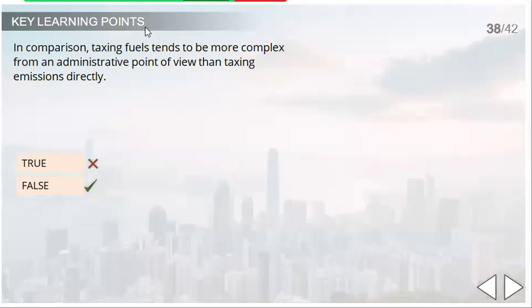Key learning points. In comparison, taxing fuels tends to be more complex from an administrative point of view than taxing emissions directly. The correct answer is false.